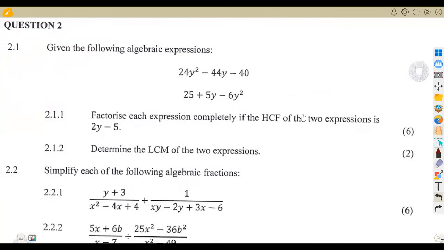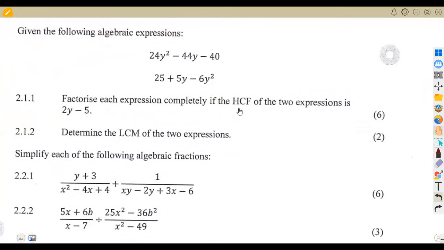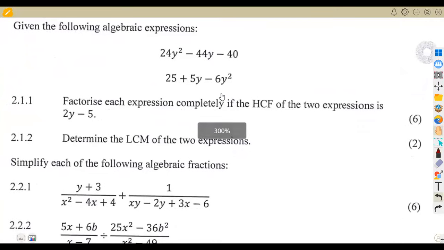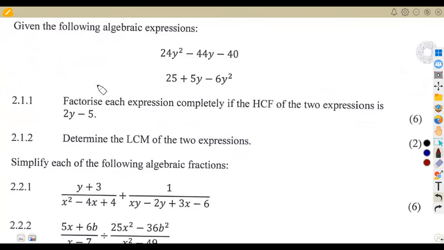In this case, Question 2, we've got 2.1. On 2.1, we are given the following algebraic expressions. So these are the expressions that we are given. From these algebraic expressions, 2.1.1, factorize each expression completely if the highest common factor of the two expressions is 2y minus 5. All right, we are given the highest common factor. Actually, our factorization is just direct. Yes, we can apply methods, but this part does not even matter to us. If we just know our basic factorization, we can factorize this directly and see if 2y minus 5 is the highest common factor.